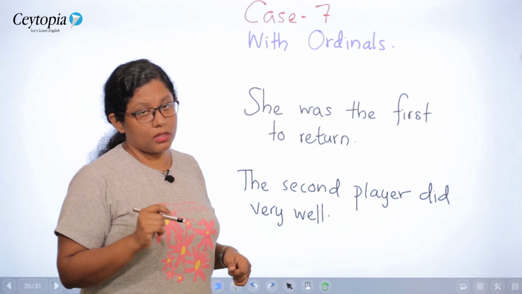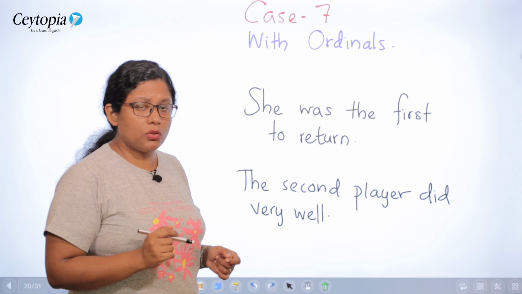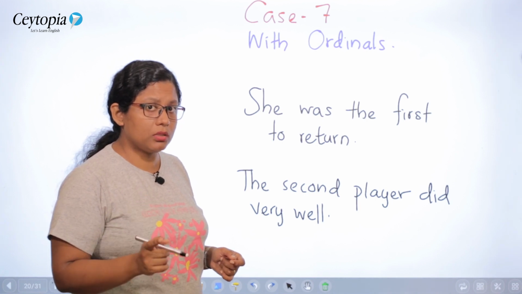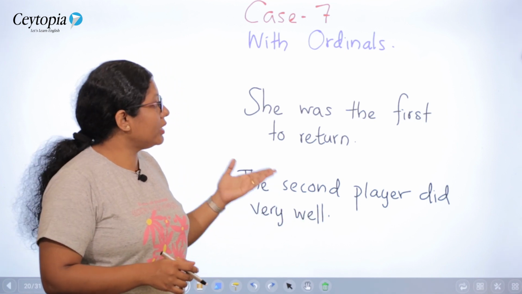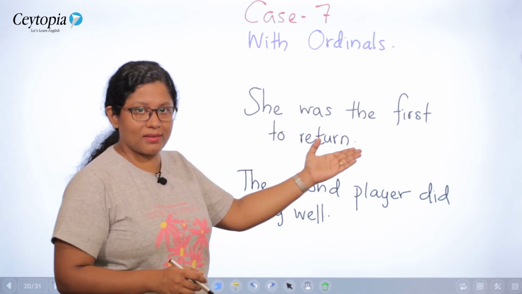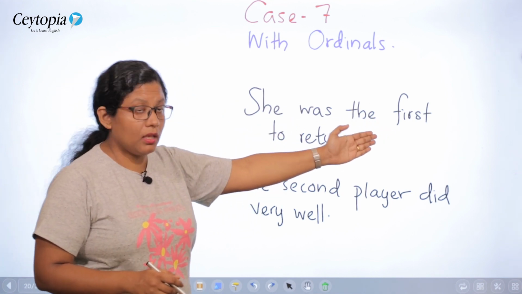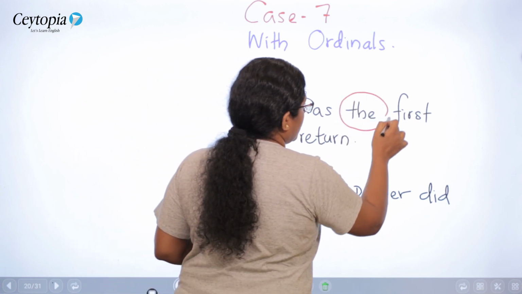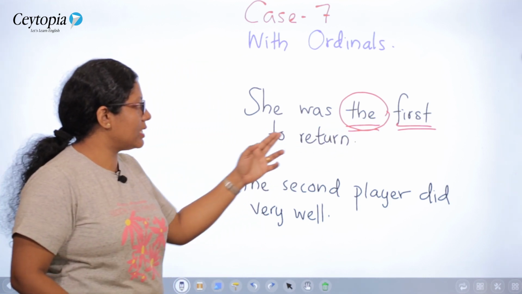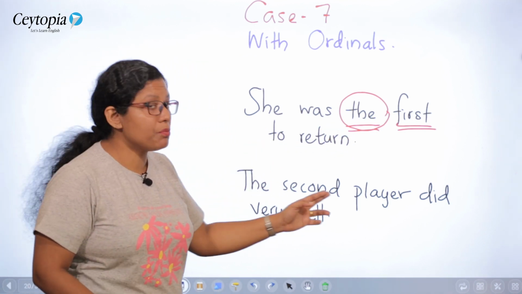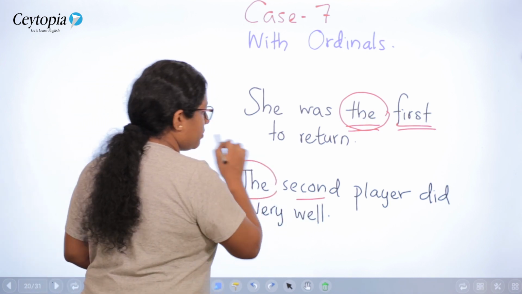Case number 7. You use the before ordinals. What are ordinals? Ordinals are the numbers that talk about positions. It gives you an idea about the position. Which place? The first. She was the first to return. So, when you use the ordinal, before that you need to use the article the. This is the ordinal. She was the first to return. The second player did very well. Second is the ordinal, you use the before it.